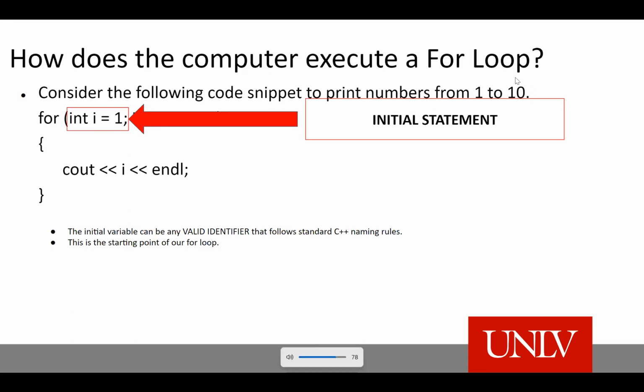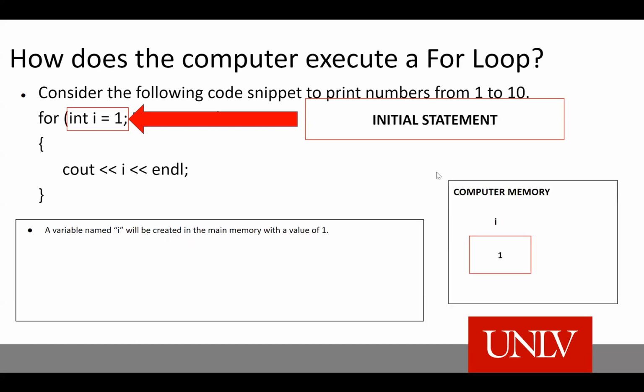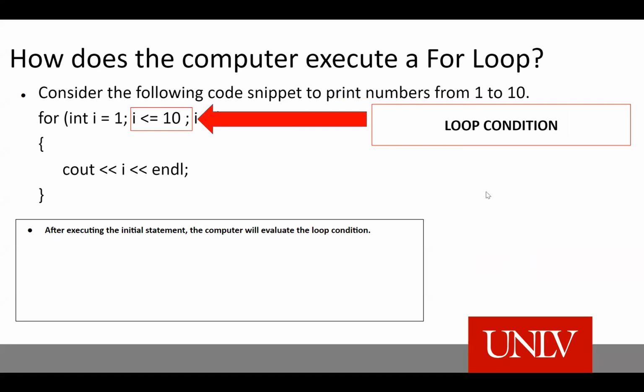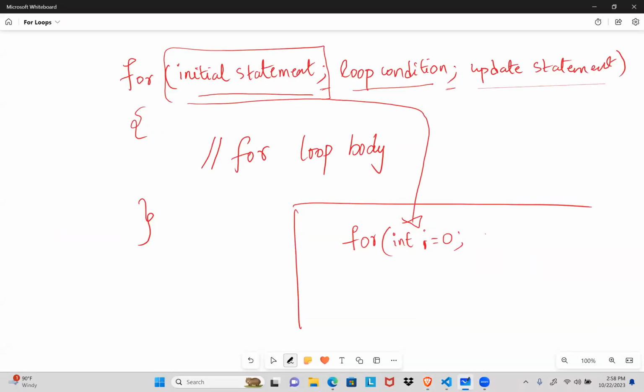And the task of this program is to print numbers from 1 to 10. So I'm starting it at 1. That's my initial statement. Now, as soon as I write this statement, or as soon as the computer runs this statement, it creates the variable i inside the memory and gives it a value of 1. So this is the snapshot inside the computer's memory. Now, we have a loop condition. The loop condition is i less than or equal to 10.